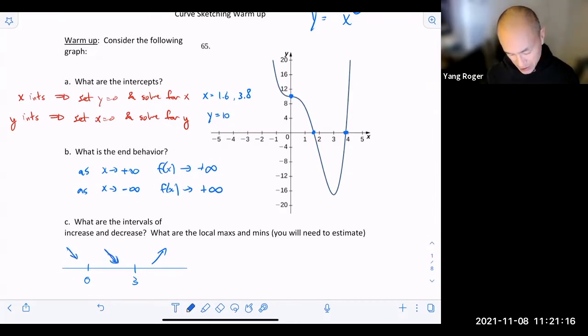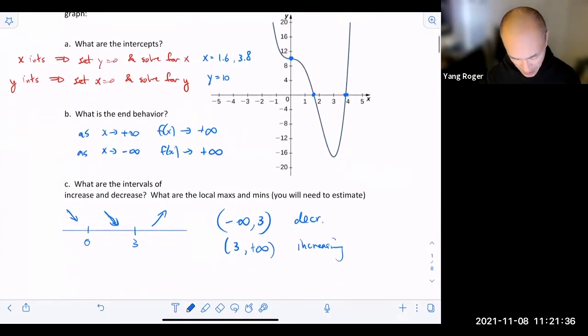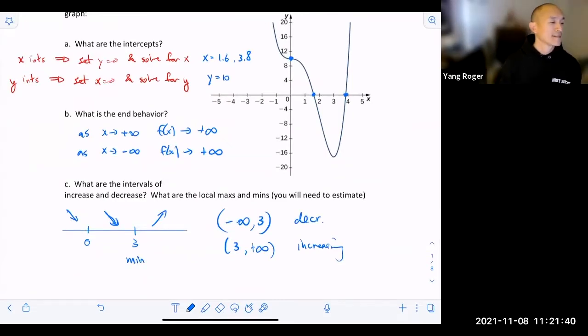But my answer is just going to be from negative infinity to 3. That's where it's decreasing. Where is it increasing? From 3 to positive infinity, it's increasing. And where are my local maximums and minimums? I think we can all see that you have a minimum here at 3. Are there any questions about this?